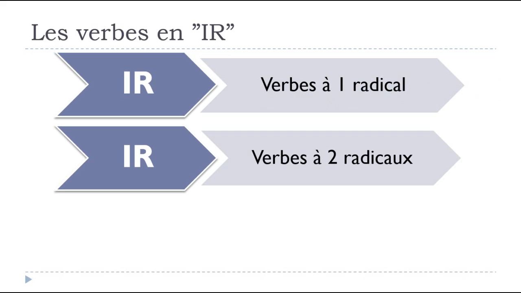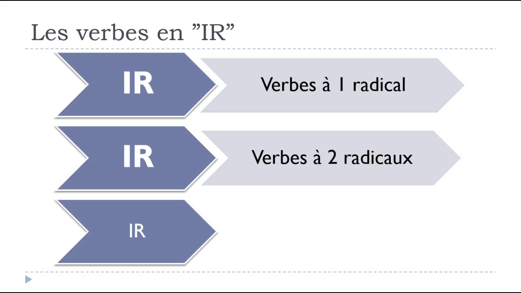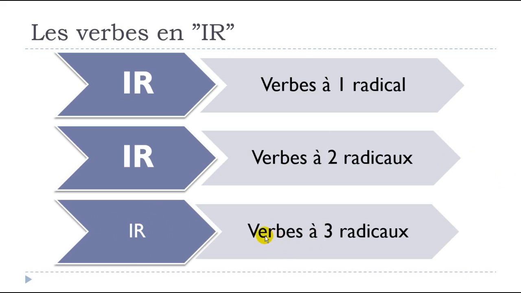The second group is les verbes à deux radicaux. So now it's getting a bit difficult because it will mean that these verbs will actually have two stems or roots, if you want. So we'll see that. Don't worry. And then this third group, it's a strange one here, but we're talking about les verbes à trois radicaux. In that case, they are the most tricky ones, but don't worry, we'll manage to understand how it works.